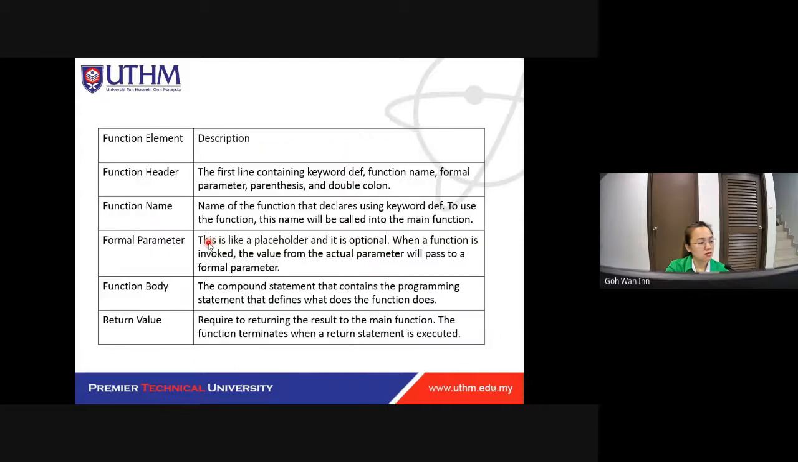So what is all this for? You can see the function elements, each with a description. The function header contains the keyword def, function name, formal parameters, parentheses, and colon. This is the header. The function name is the name declared using the keyword def, so you need to name the function according to what it is for. Then formal parameters are like placeholders, and they are optional, not compulsory. When a function is invoked, the value of the actual parameter is passed to the formal parameters.